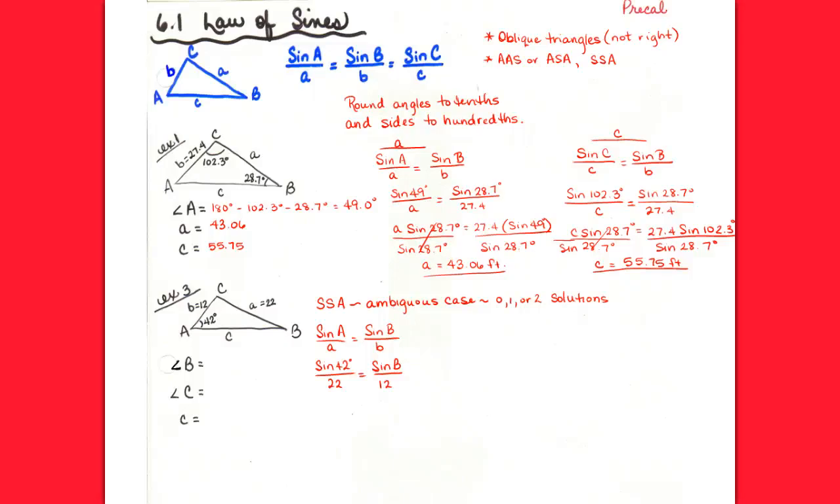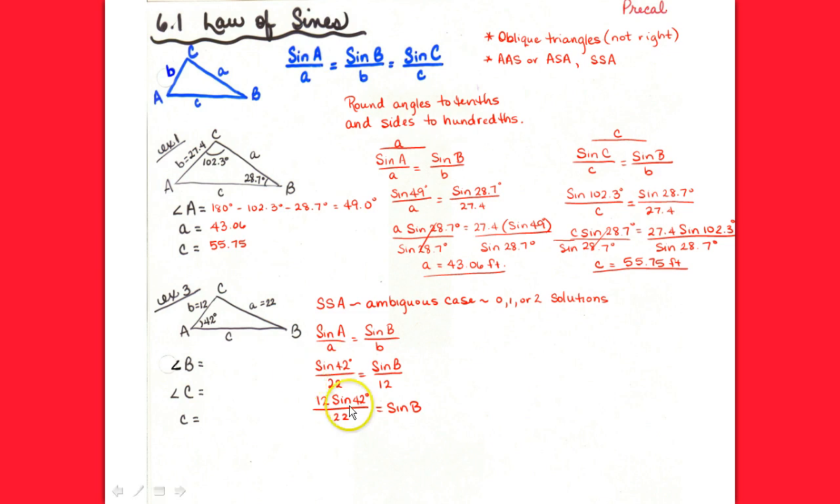So how do I get sine B by itself? I could cross multiply, nothing wrong with that, but there is a little shorter way of doing it this time. If I multiply both sides here by 12, I'll just eliminate one step for myself. Because if I cross multiply, then I'll still have to go back and divide by 22. If I just multiply both sides by 12, then I get the same answer, just save myself a step. So, anytime we can save ourselves a little bit of time, we'll do that.